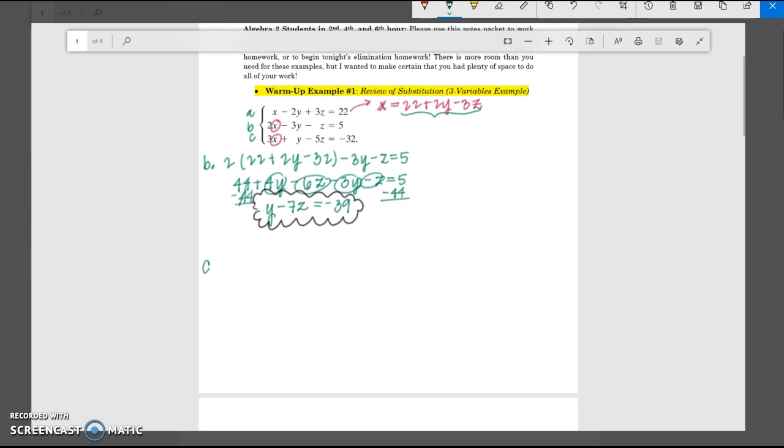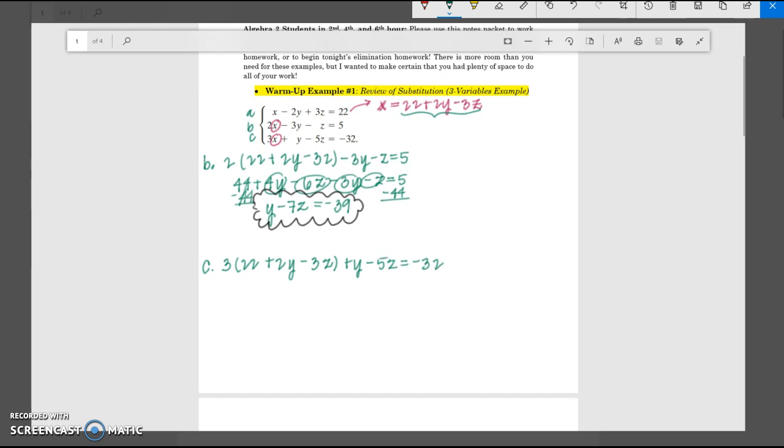So we'll come down to equation C, and we'll have 3, but this time instead of the x here, we'll have that whole thing that we solved for x, 22 plus 2y minus 3z, and then we have a plus y, a minus 5z, and that's all equal to negative 32.